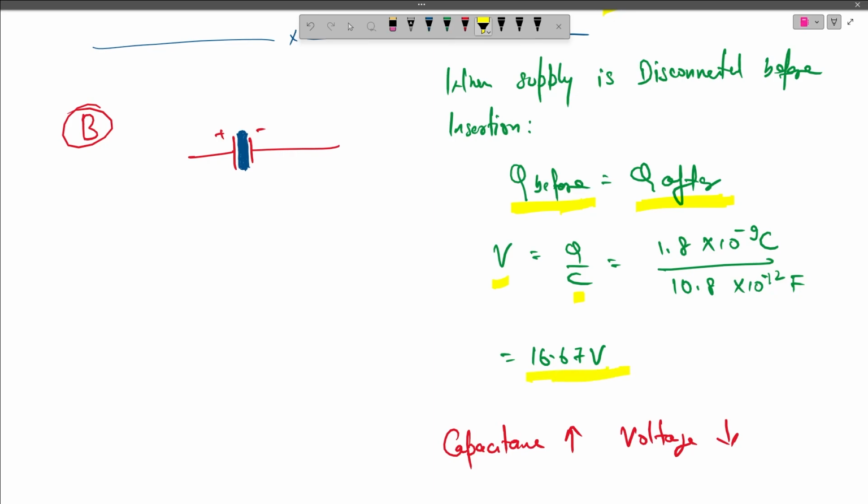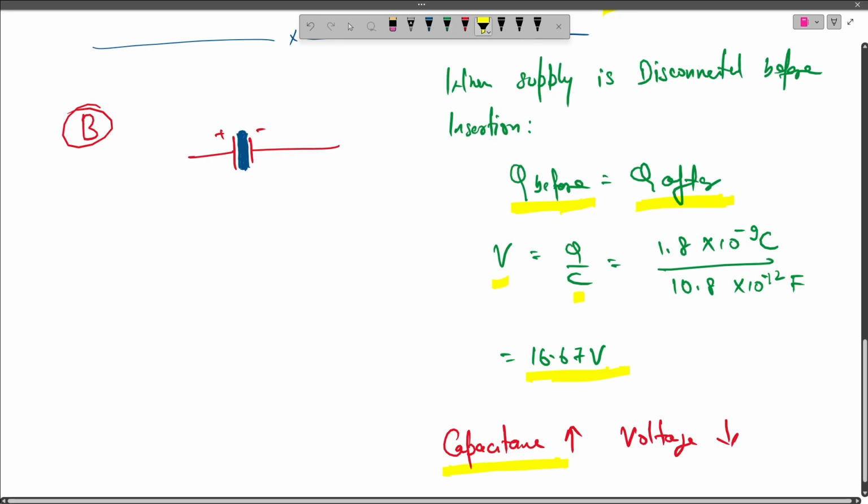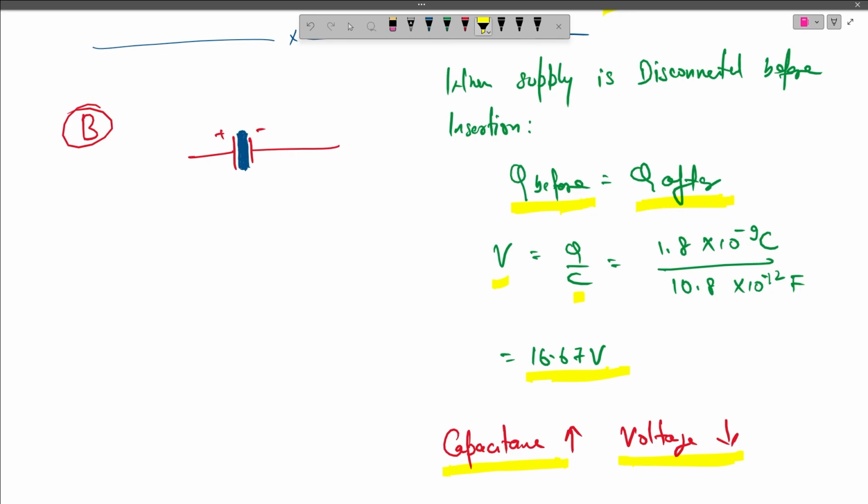So in this case, we see that capacitance has increased just like before, but voltage has decreased because charge has remained constant. And in the previous case, this was not the case. In the previous case, there was a charge sink and source available. That's why the charge rearrangement took place. While in this case, there was no sink or source of the charge. That's why the potential difference dropped while Q remains the same.